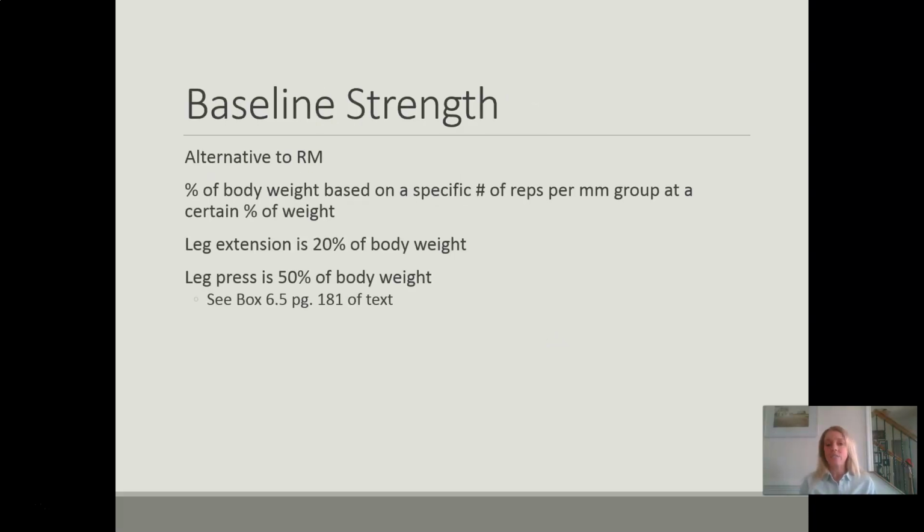Trying to find baseline strength as an alternative to performing repetition maximum or figuring out what their repetition maximum is. And what they do is they just use a percent of the body weight based on whatever muscle group it is that they're going to use. So for example, leg extension could start at about 20% of a patient's body weight. Leg press would start at about 50% of a patient's body weight. There's a list on page 181 in your textbook that goes over a few more of these examples. But generally, this just gives you a place to start. Same thing, it's going to take some trial and error and determine whether or not this is actually appropriate for your patient or not.